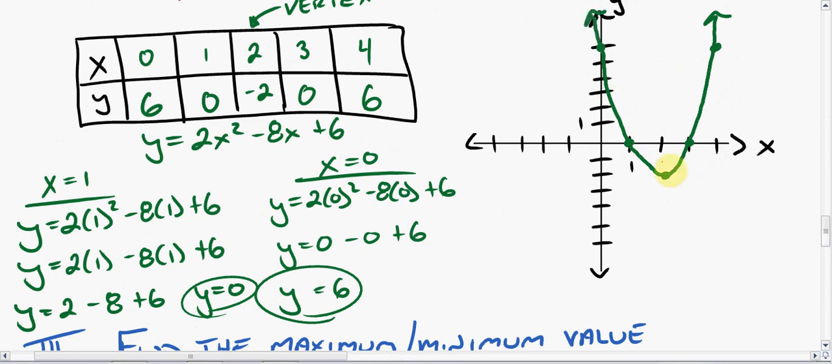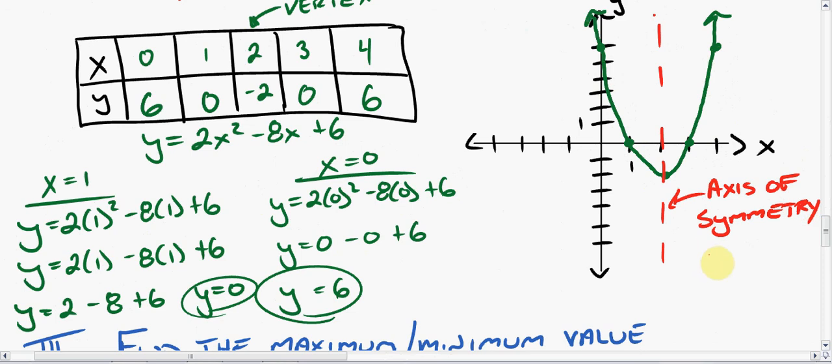So I still need to label my axis of symmetry, and remember it's that imaginary line that passes through the vertex. So I have my axis of symmetry here. And it has an x value of positive 2. It's the x value of your vertex.